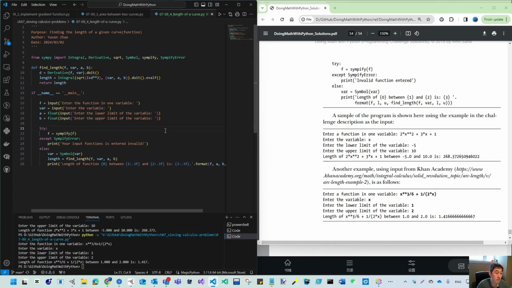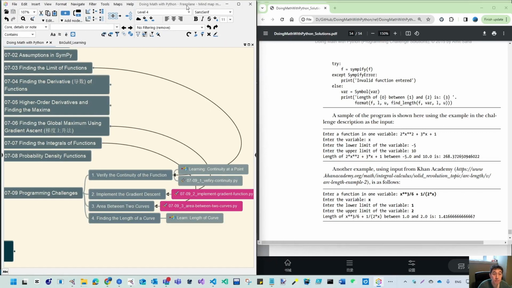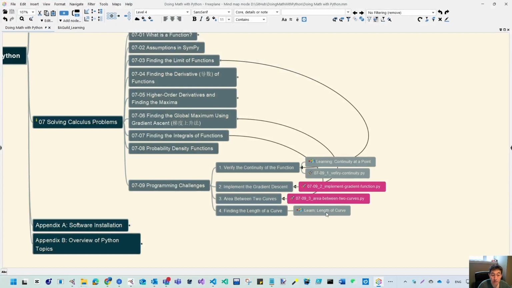So actually, you can continue to enhance this one. I think it's not difficult for you now to plot this curve, and we also learned how to highlight the curve between A and B in one of the programming challenges earlier. So I think you may enjoy these results.